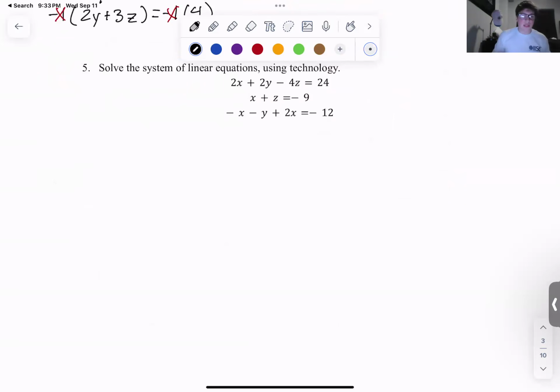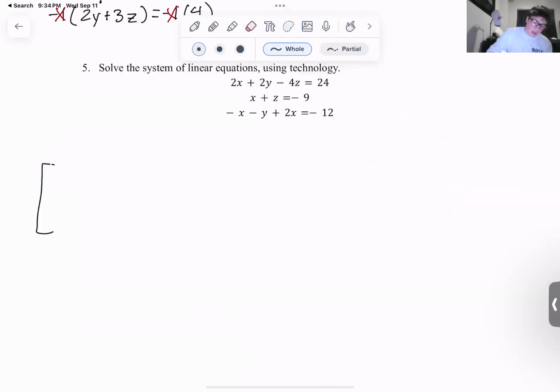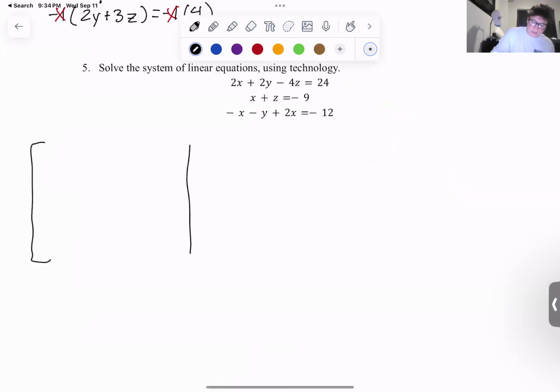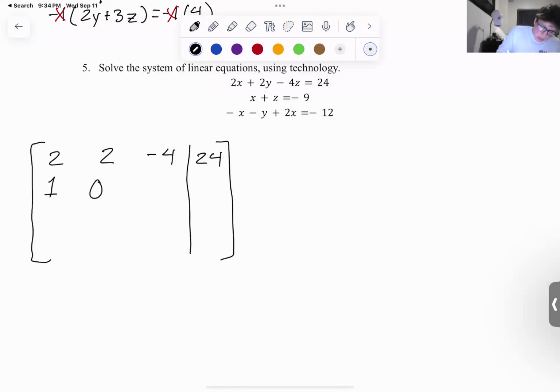Number 5, solve the system of linear equations using technology. So we're going to do what we just did. Again, we're going to write a matrix, an augmented matrix, the official name. I should use it because you guys have a test tomorrow. And it's the same thing, right? Coefficients, and then whatever's on the right-hand side. So the first row is going to be 2, 2, negative 4, equals 24. The second row is going to be 1, 0, 1, negative 9.